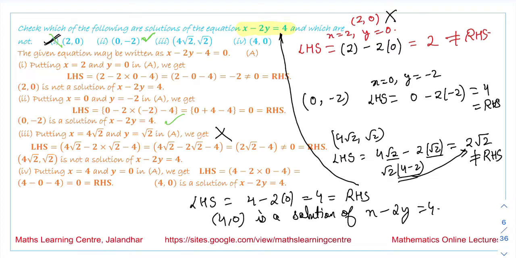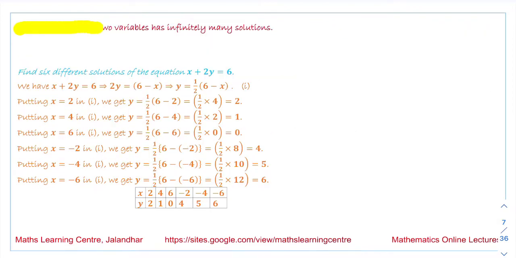So what we see from this is that a linear equation in two variables can have more than one solution, and we will see further that in most cases it will have more than one solution. So the same thing is mentioned over here as a result, that a linear equation in two variables has infinitely many solutions. Now we have a question over here.